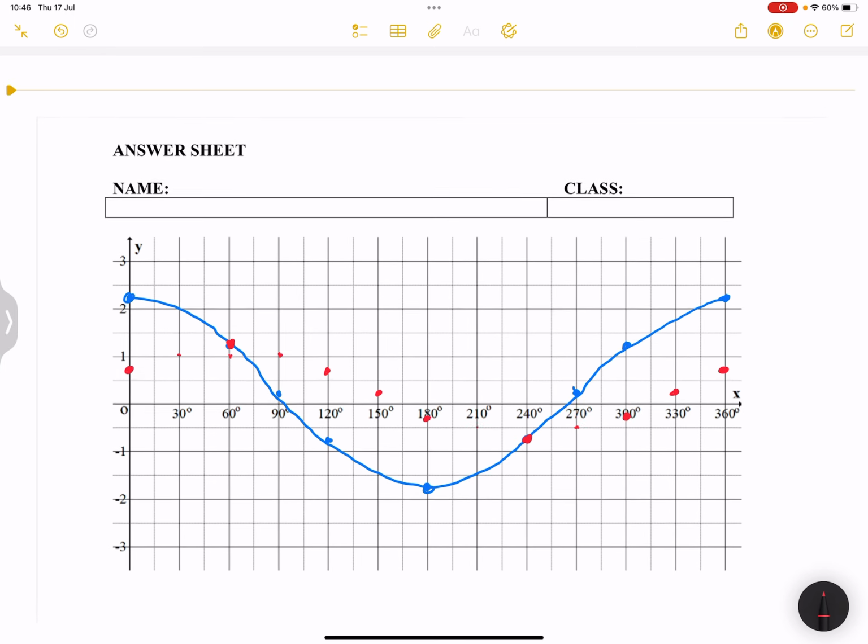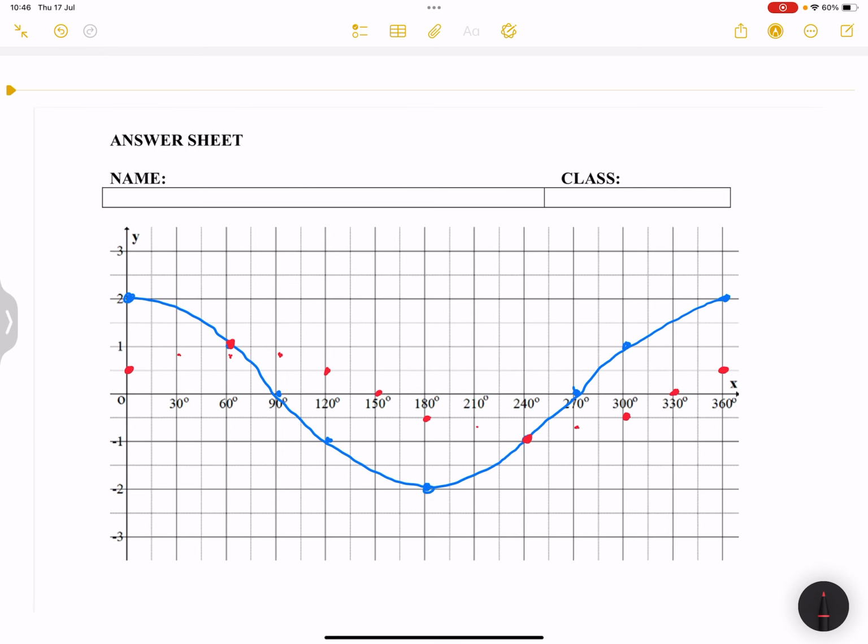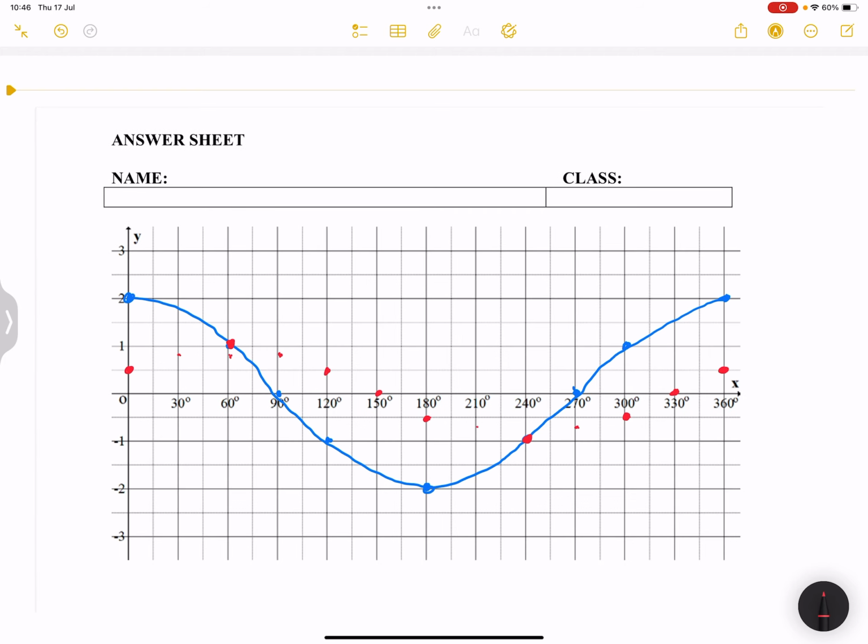Oops, I just made an error. Just shifted it a bit. So what does our graph look like? Okay, and there it is. All right, so those are the two graphs that we've got.